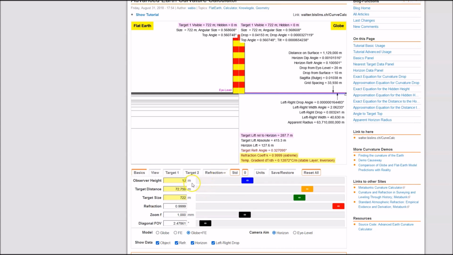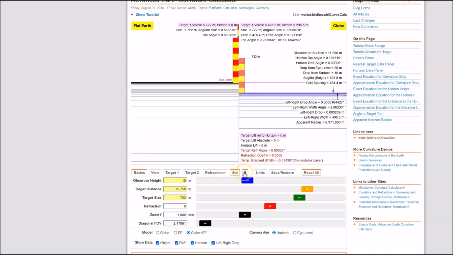Okay, I've put in here the observer height of 10 meters, target distance 72 kilometers, and target size of 722 meters. On the screen, I've got it split so that we've got flat Earth on one side and globe Earth on the other. I'm going to go to standard. I'm going to go to zero refraction. So this is just pure geometry here. That red and yellow is the target object that represents the island, and it's divided kind of ladder-like into 10 pieces. If you look at the one on the left, which is flat Earth, we see the entire island. Nothing is obscured of the base of the island. And we see 10 squares, starting with the yellow and going up. That gives us a convenient visual scale.